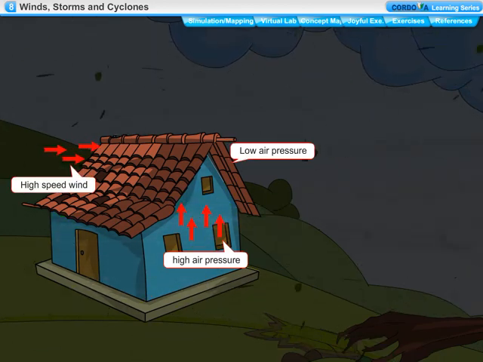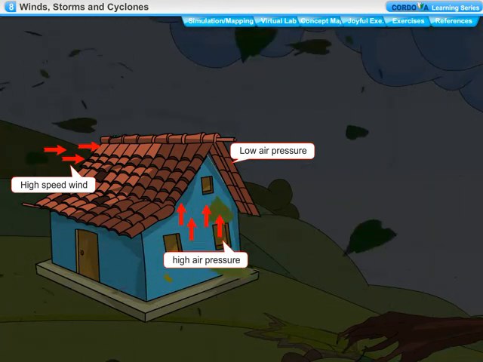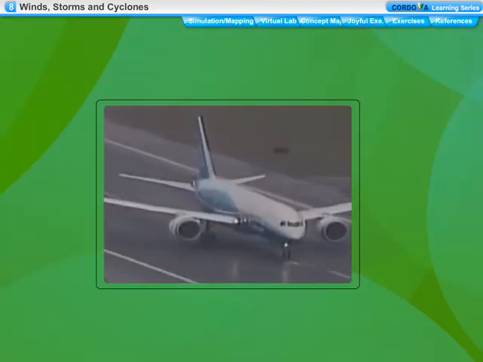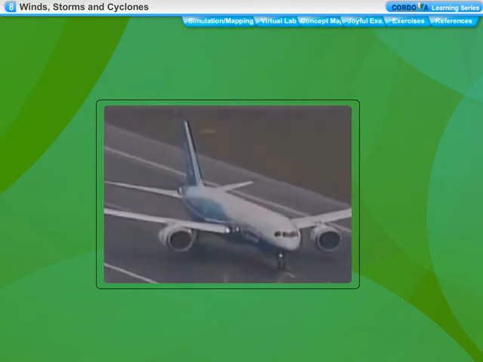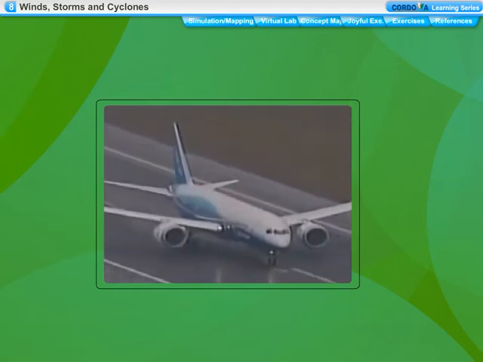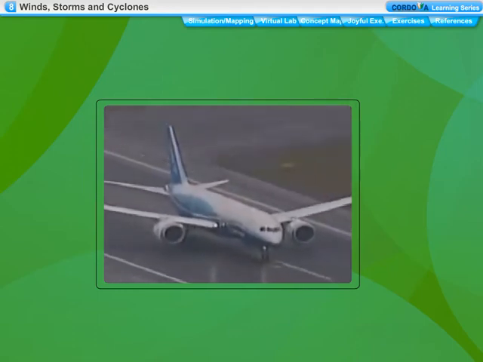roofs. Thus, the higher air pressure below the roof exerts a large force to lift up the roof, which can be blown away by the fast winds. The wings of an aeroplane are designed in such a way that air above them moves faster than the air below them.